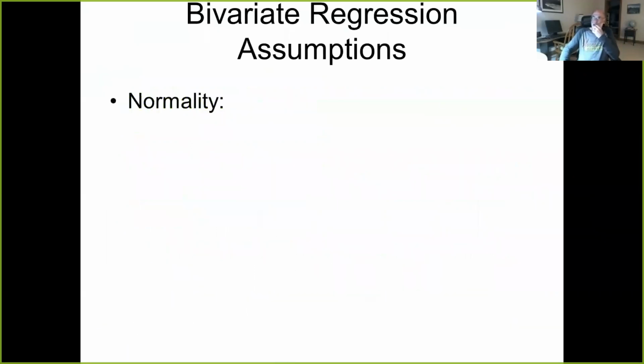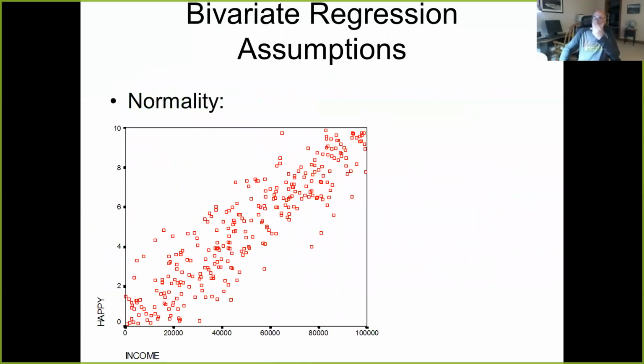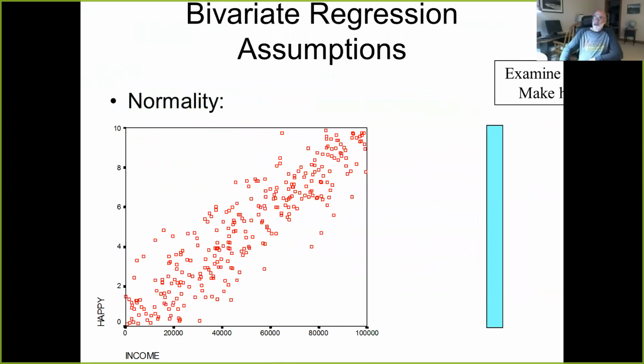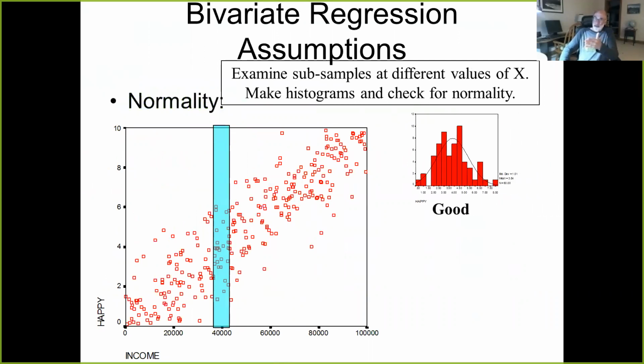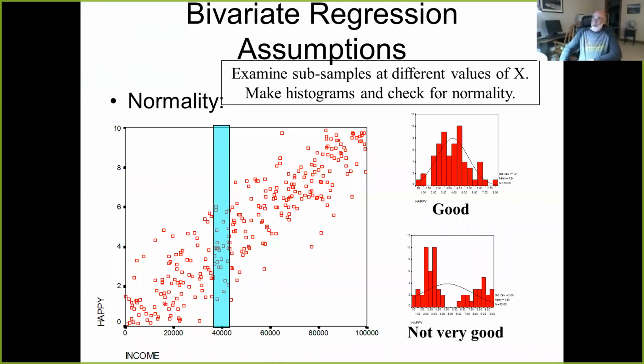So we can get a picture of this. Here are some data points. In this case, income versus some measure of happiness. You take a slice around a certain income level, and what you'd want to do is look at a histogram. So turn your head sideways, a histogram of those values within that narrow range of income. Does it look approximately normal? That would be okay. If it looks like the bottom one, it's not okay.